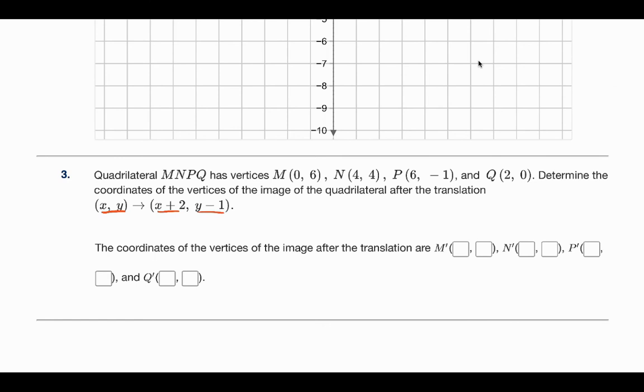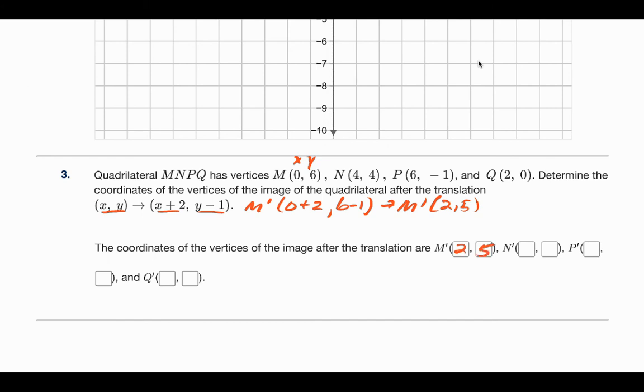So if we do that for our M prime, our x value was a 0, and we're going to add 2 to that, and our y value was 6, and we're going to subtract 1 for that. So our value for M prime will now be (2, 5).